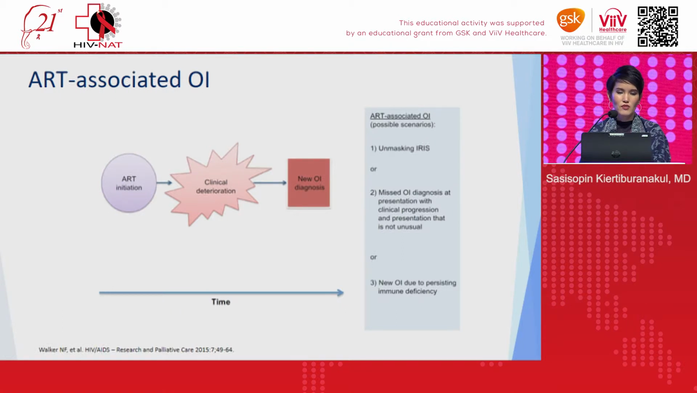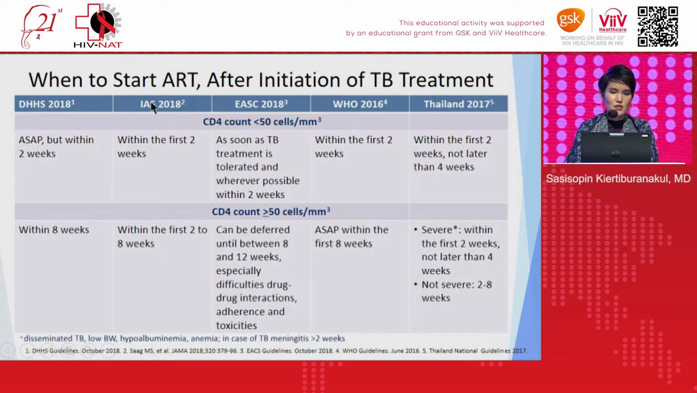There's another type of IRIS that we call unmasking IRIS. This is an opportunistic infection that we can diagnose after the patient initiates ART. But in this case, sometimes you need to differentiate it from other conditions, such as when we missed the OI diagnosis at presentation, or the patient can have a new OI due to the persistence of immune deficiency, but not unmasking IRIS.